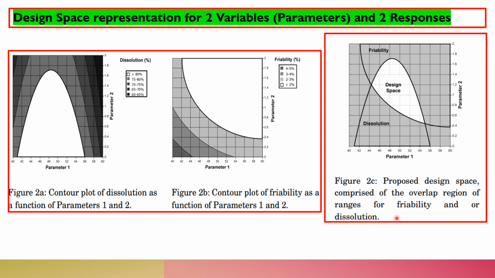So whatever DOE you studied, whatever parameters you studied, whatever responses you defined, whatever targets you kept for those responses, the overlap based on that will be the final design space. Here in this white area, if you keep parameter 1 and parameter 2, you will get both responses satisfied. I mean dissolution greater than 80% and friability in the acceptable range as defined by this ICH Q8 example. Similarly we can apply this in our projects also. So our final design space based on the responses selected is like this, an overlap design space.